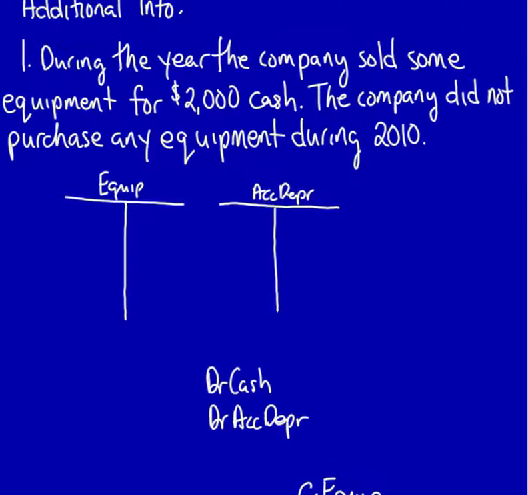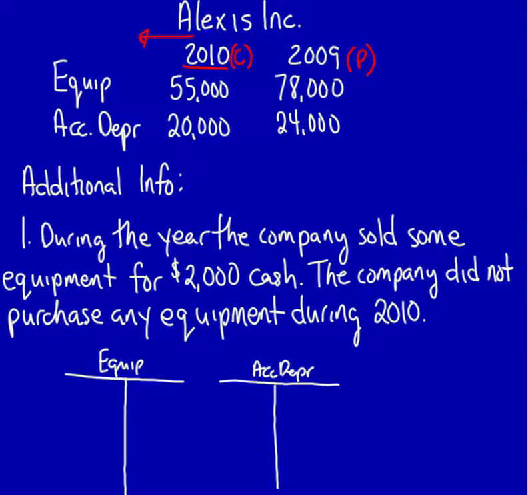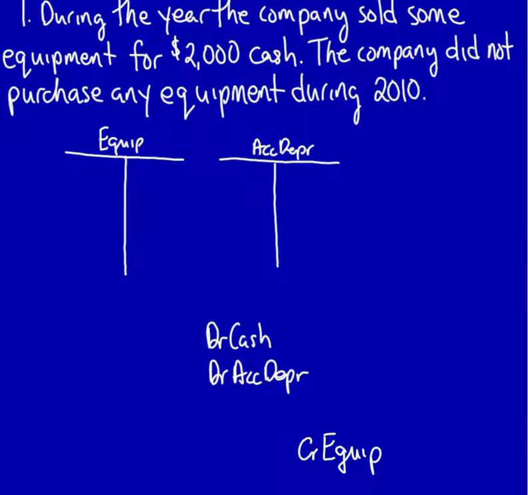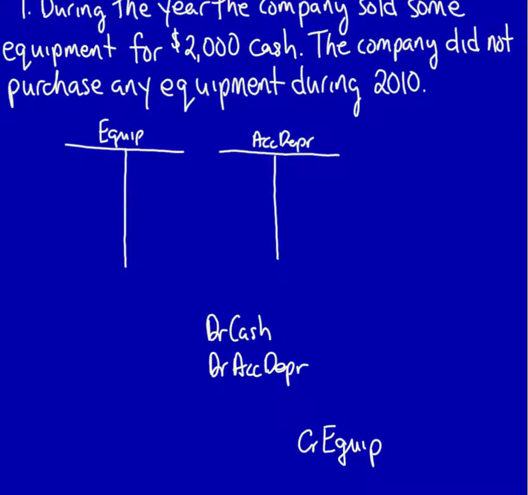I go back up, and of course the first thing I do is fill in everything from the balance sheet. There's my information from the balance sheet, so I'm going to fill it in on my T-accounts. The first piece of information I have, equipment has an opening balance of $78,000, and of course an ending balance of $55,000. I also know that accumulated depreciation starts with $24,000 and ends with $20,000.